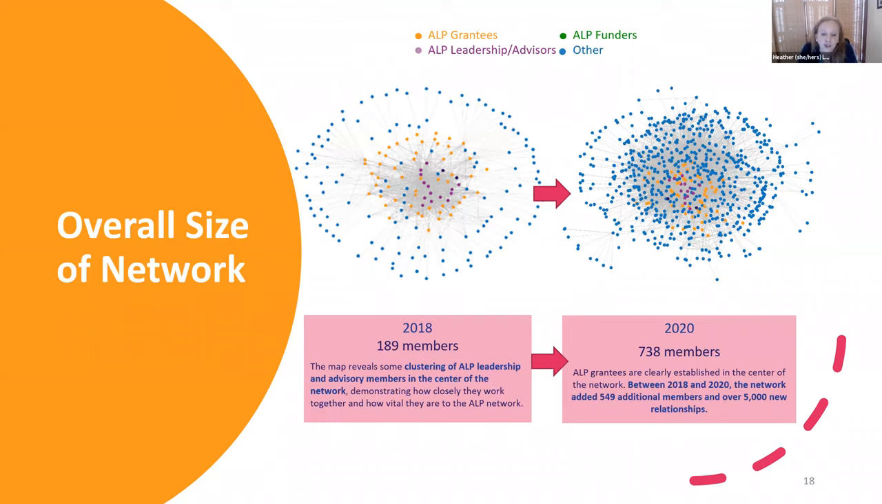So this map clearly shows that the network grew considerably over the course of the evaluation, from 189 members in 2018 to over 700 members in 2020. And as illustrated by the flood of additional blue dots, the vast majority of these new network members were partners or other engaged stakeholders rather than grantees or ALP leadership. And as highlighted in the pink box, we documented an increase of over 5,000 connections over the course of the evaluation. So those are 5,000 relationships or new types of relationships that were formed. Next slide.